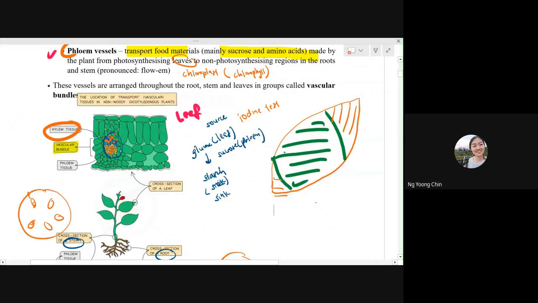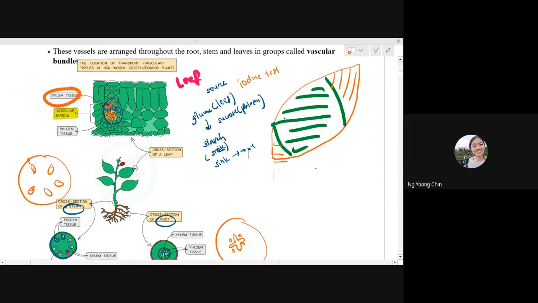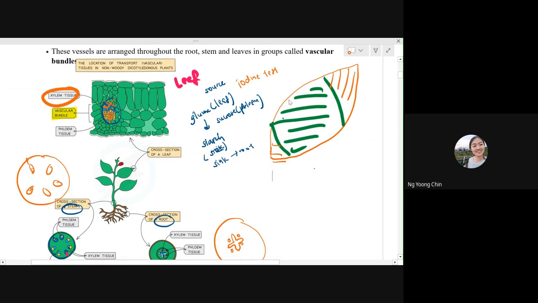Okay. So remember that source refers to the leaf. Sink refers to the roots. When we look at the leaf, only the green regions contain the chloroplast. So they are able to do photosynthesis. This part does not contain the chloroplast, so they are unable to do photosynthesis, this part and this part.